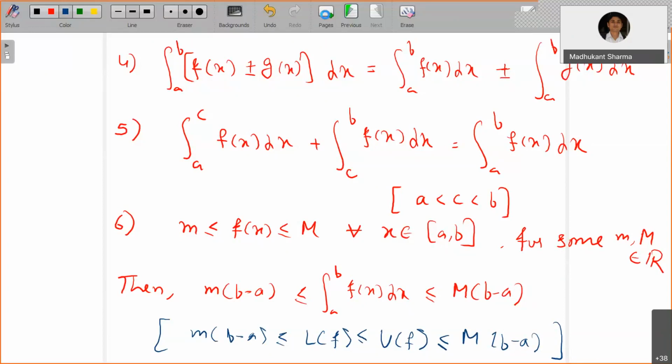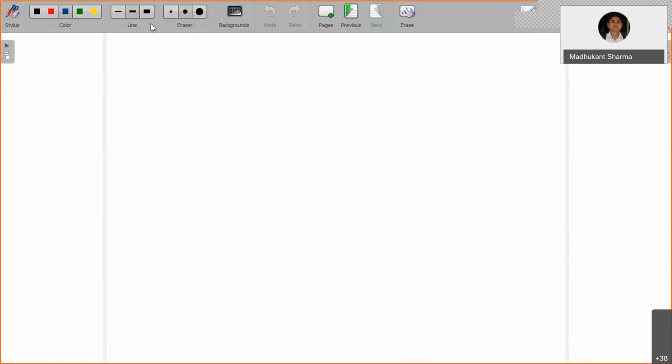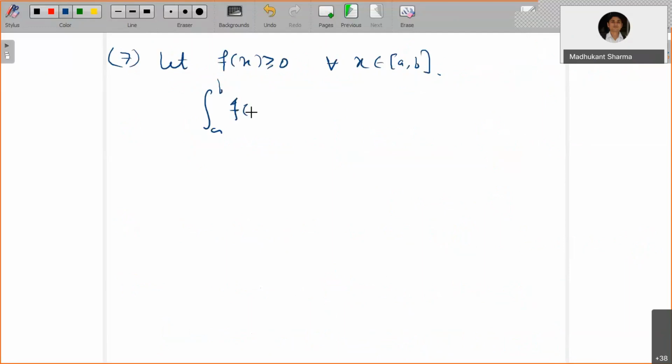Okay, now if the function is non-negative, the next property, the seventh one, is: let f of x be greater than or equal to 0 for all x in the closed interval [a, b]. Then you can show that the integration a to b f of x dx is also greater than or equal to 0.